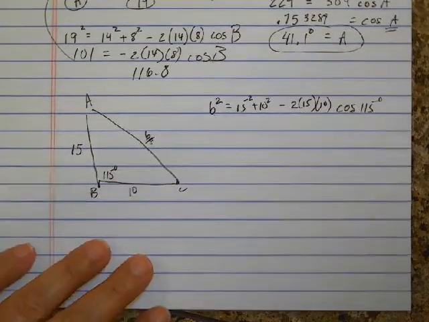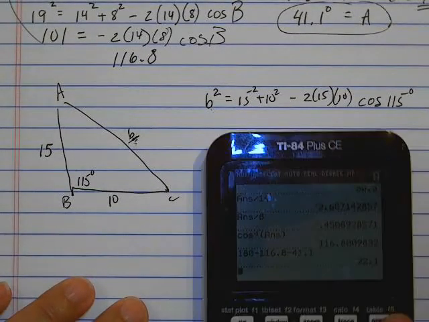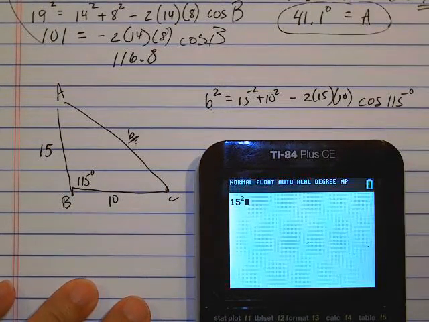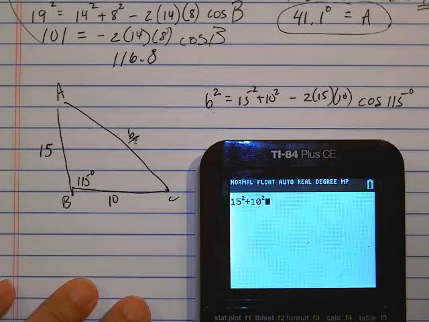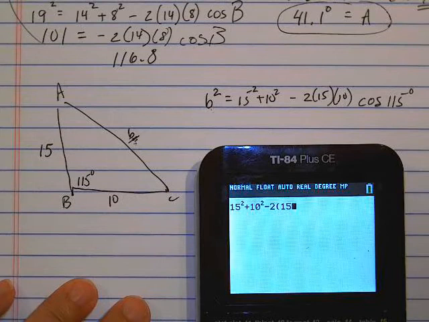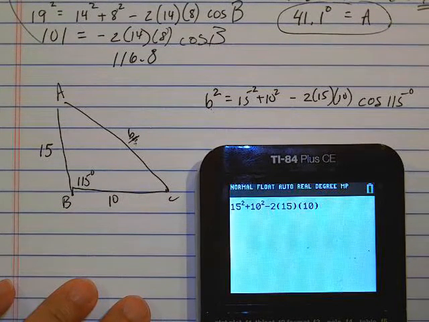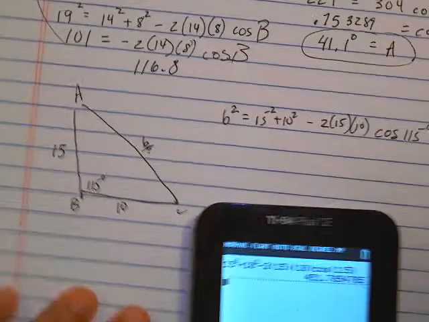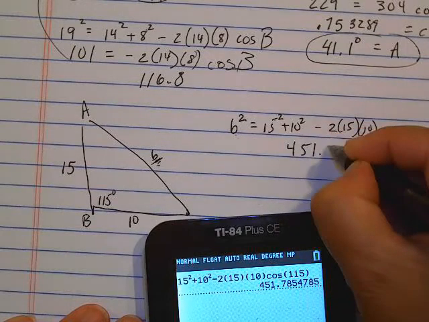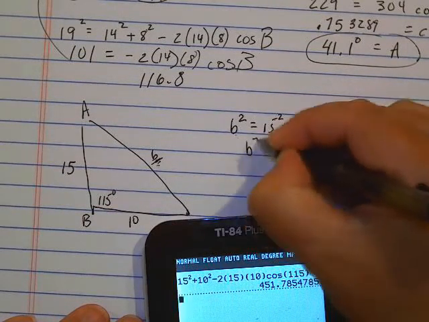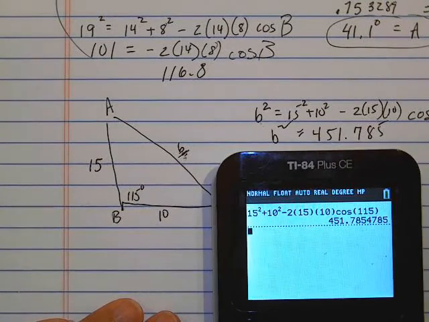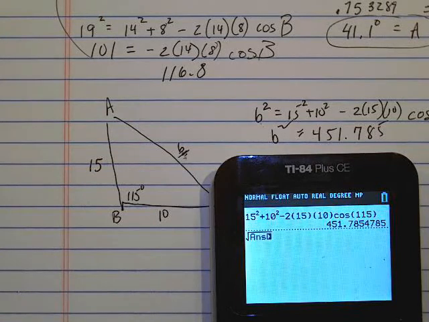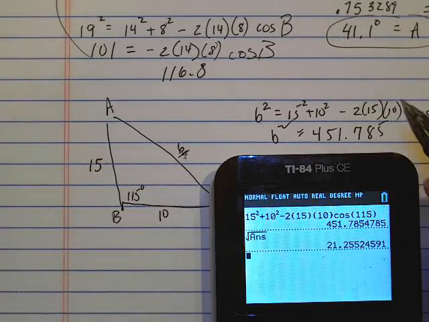So this one's actually pretty straightforward in the calculator. So I'm going to just totally work that right side. 15 squared plus 10 squared minus 2 times 15 times 10 cosine 115. And I get 451.785. I'm going to leave that in my calculator because that is equal to B squared. So what I really want to do is just take the square root of that number. So I'm going to do second square root of that answer. And I get 21.26.